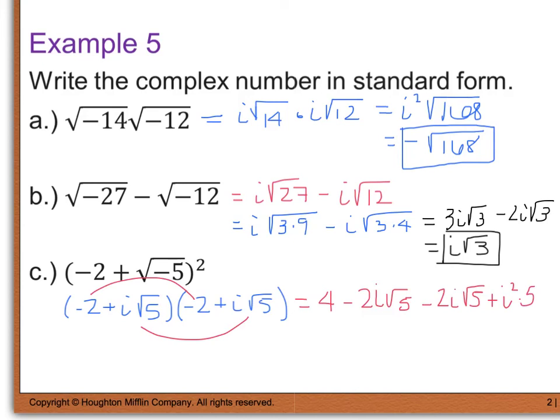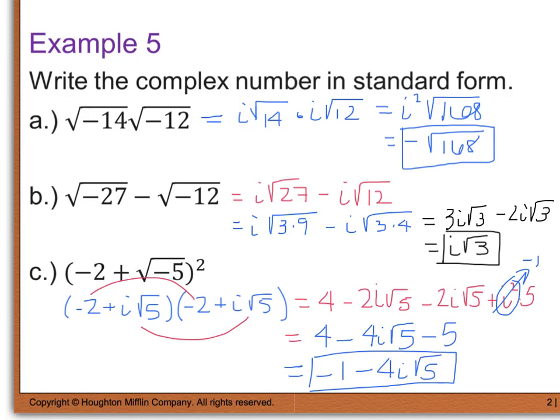So now if I simplify, I'm left with 4, minus 4, or I'm sorry, minus 4i times the square root of 5. Then I have plus, but this i squared is really going to give me a minus 1, and negative 1 times 5 is really a negative 5. So I can further simplify that to 4 minus 5, which is negative 1, minus 4i times the square root of 5. And this would be your final answer.